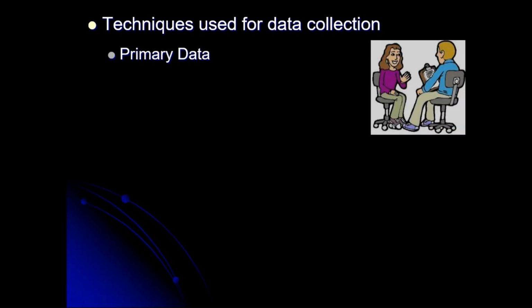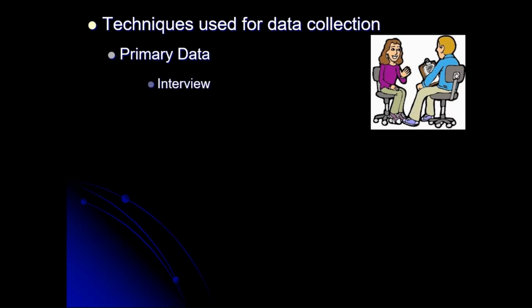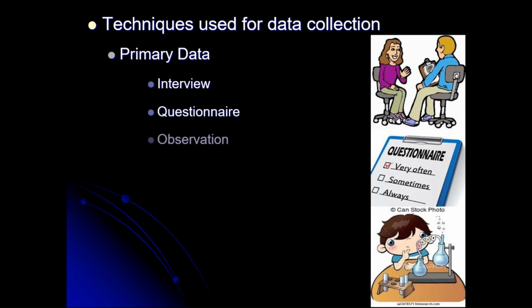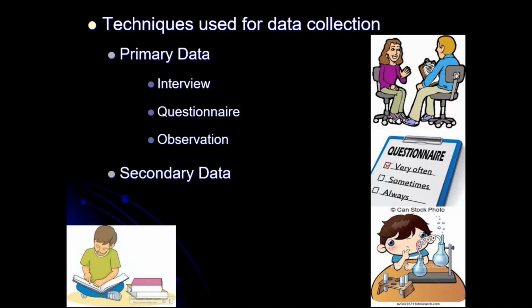So there are various techniques that you can use to collect primary and secondary data. Let's see what these techniques are. To collect primary data, you can conduct interviews, you can have questionnaires as well as observations. And for you to collect secondary data related to your project, you can use the method of record review.